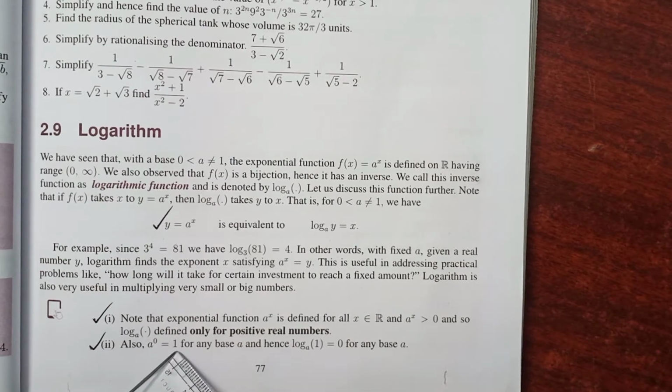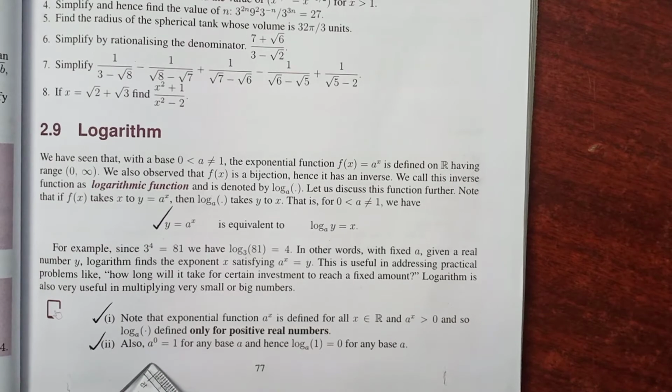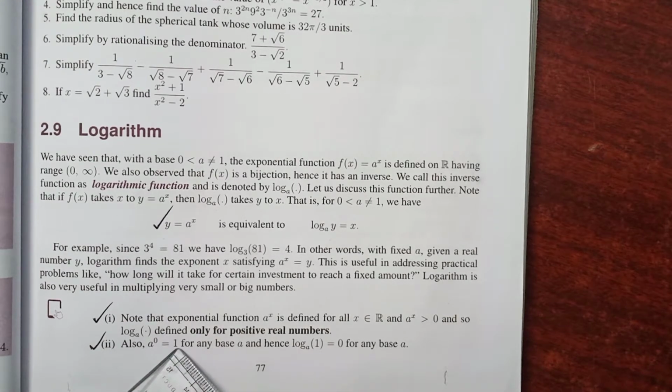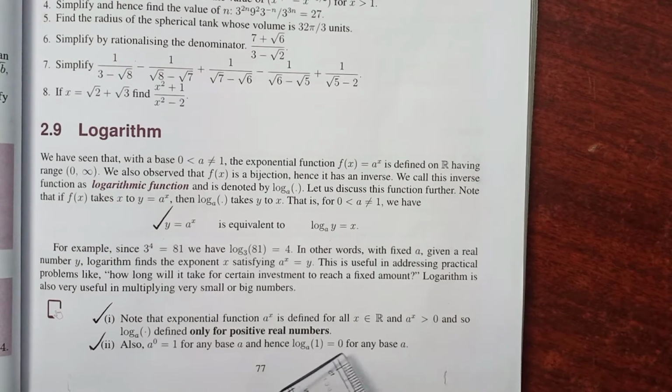If a power 0 equals 1, it is an exponential form for any base a. This exponential form can be written in logarithmic form as log 1 to the base a equals 0. So log 1 to any base is 0.